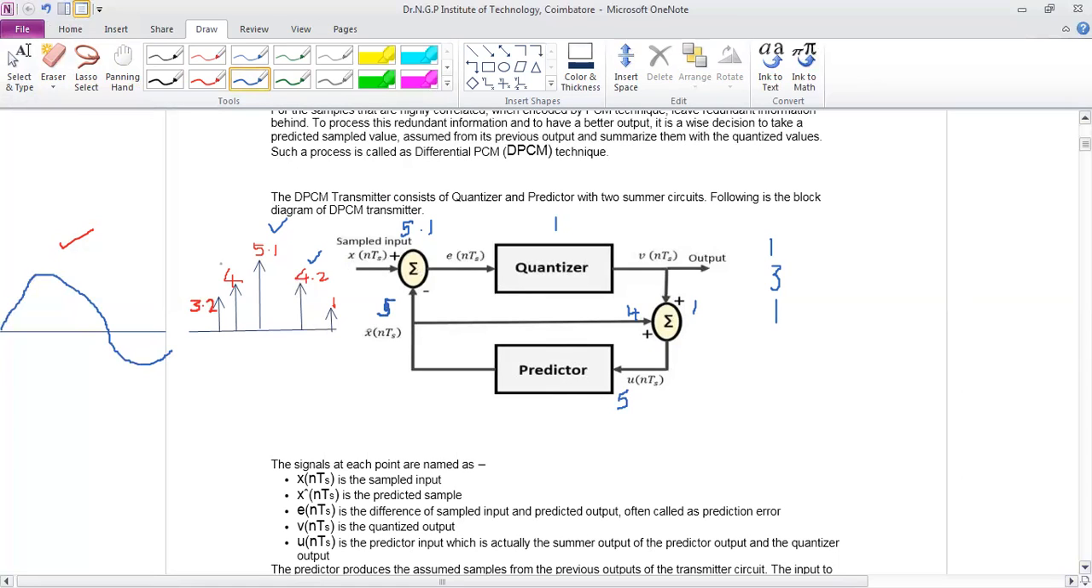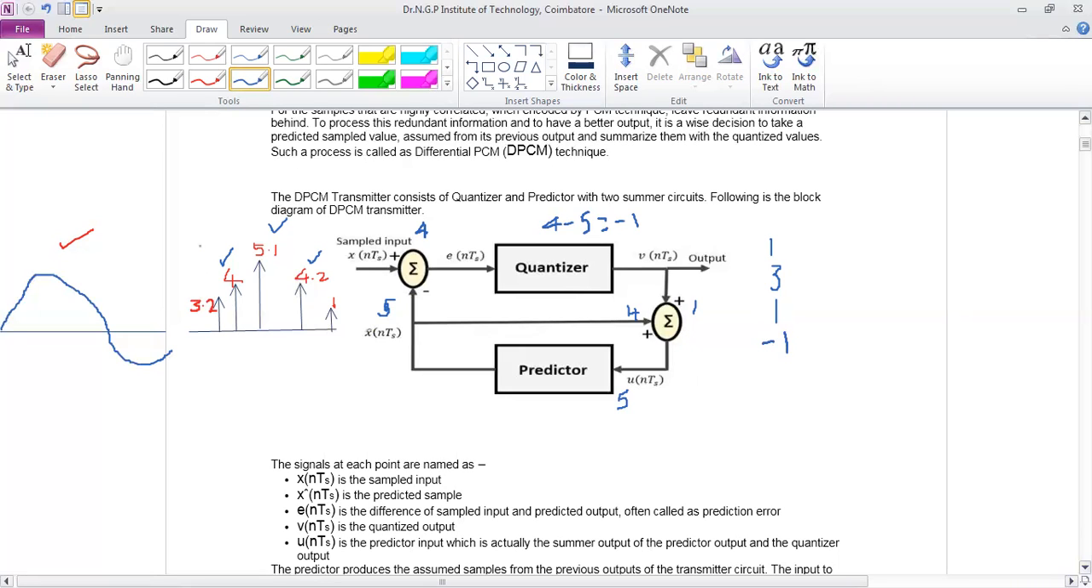What is my next input? My next input is 4. Compared with the previous x cap, it is a lesser value. The formula for calculating the error is x of nTs minus x cap. So in this case you get 4 minus 5, and the result will be minus 1. The minus 1 is quantized, so the representation here is minus 1.